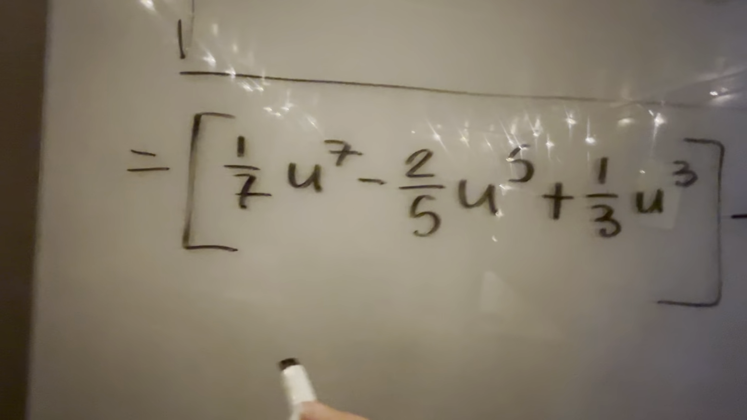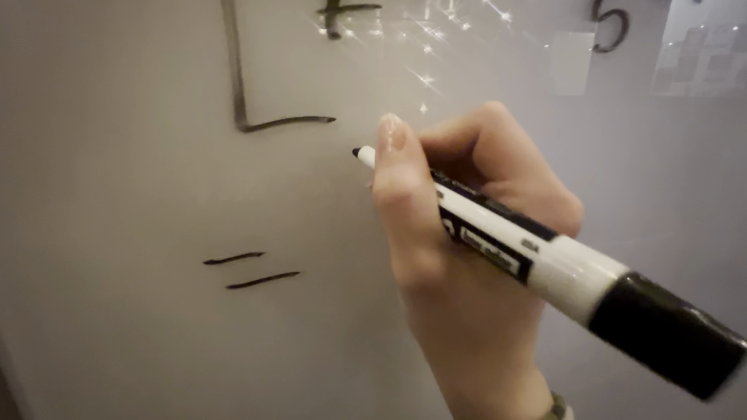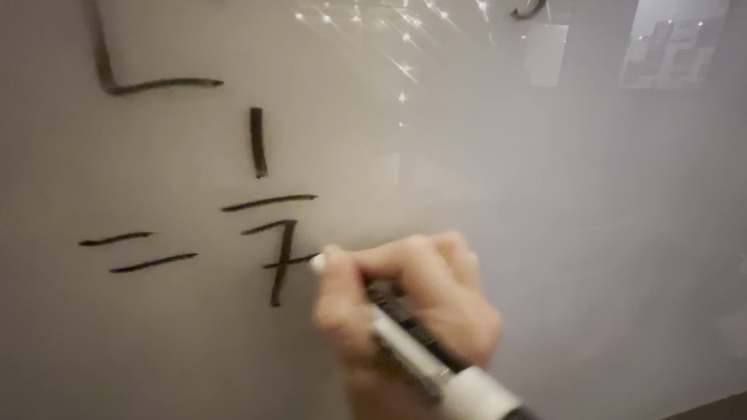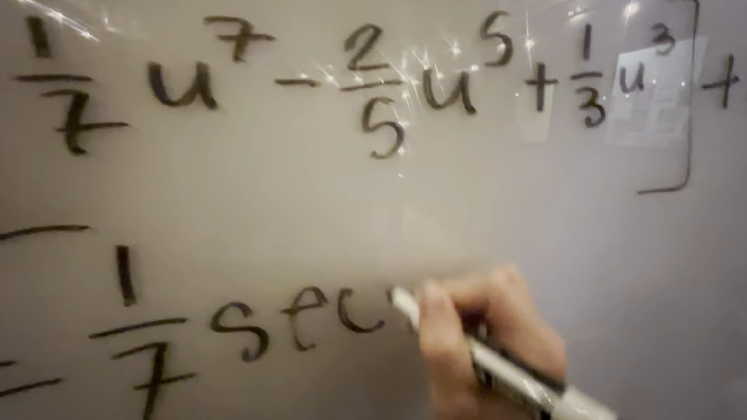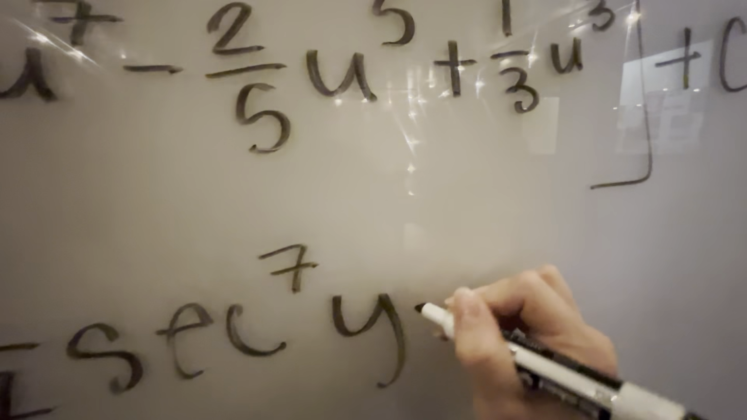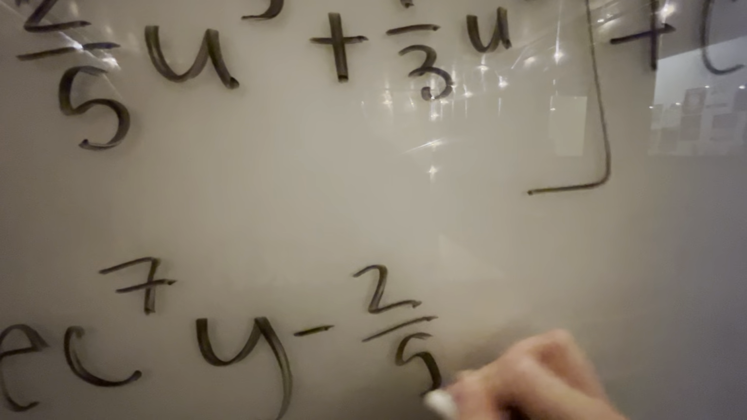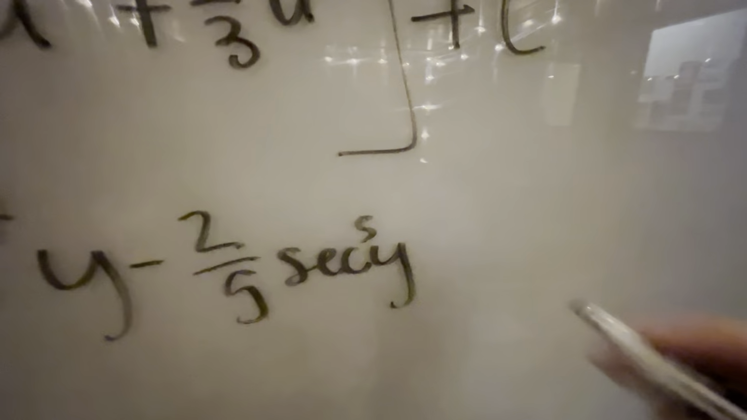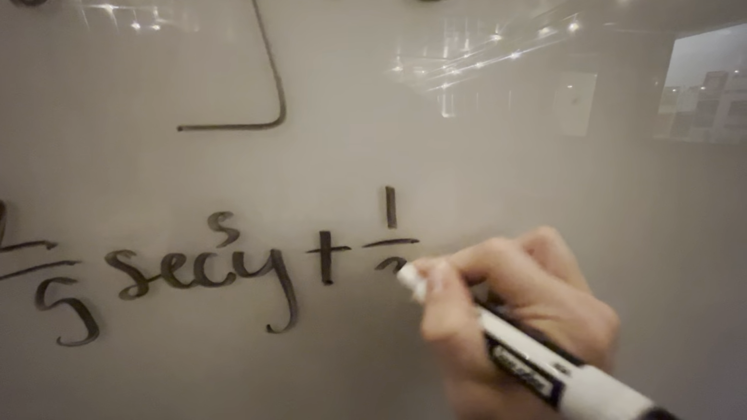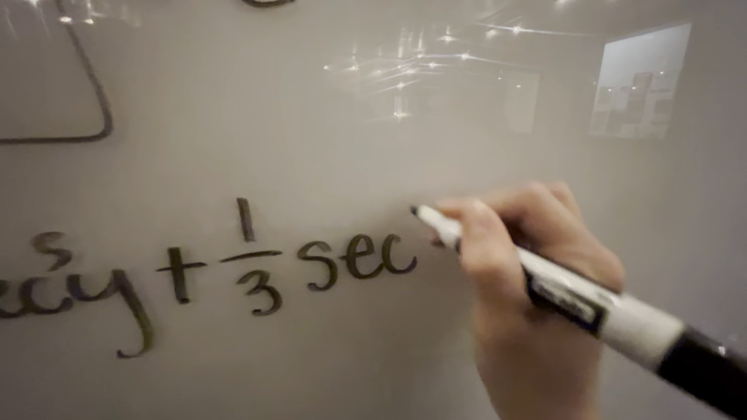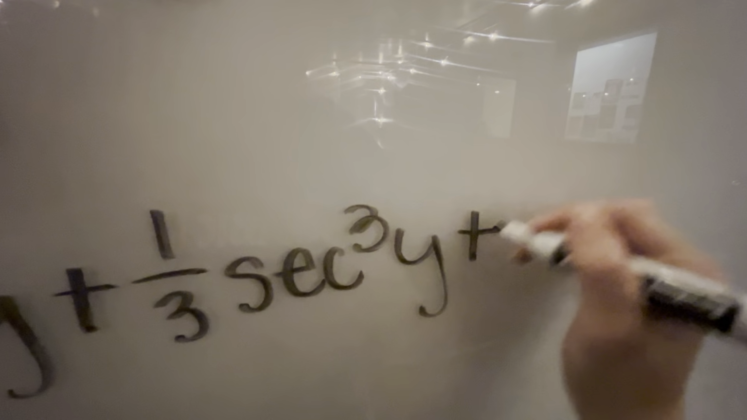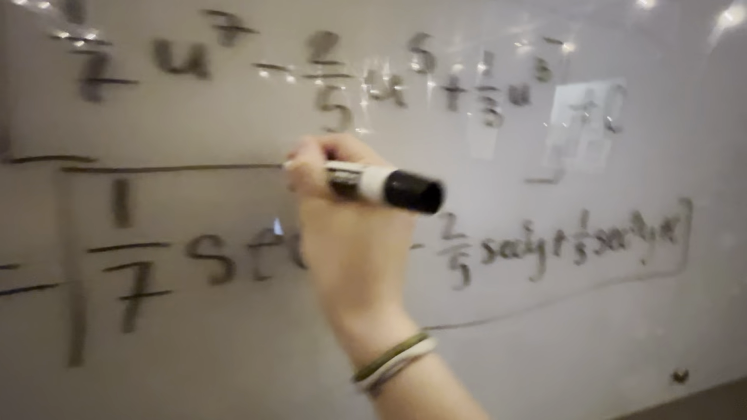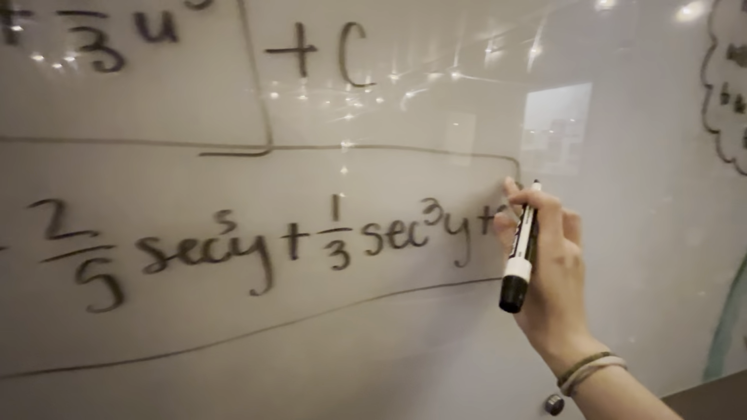Then if we make this back to secant, like we were doing before, then it'd be 1/7 secant 7th y minus 2/5 secant 5th y plus 1/3 secant 3rd y plus c. And that is our final answer.